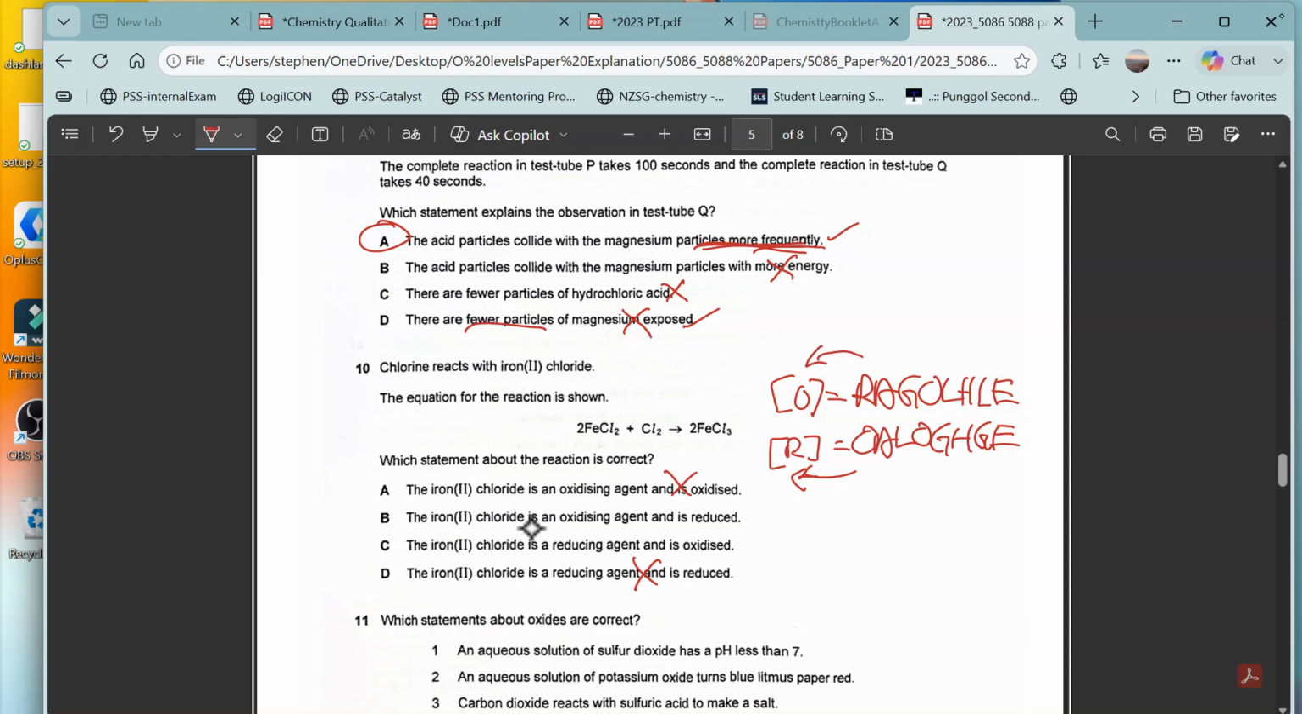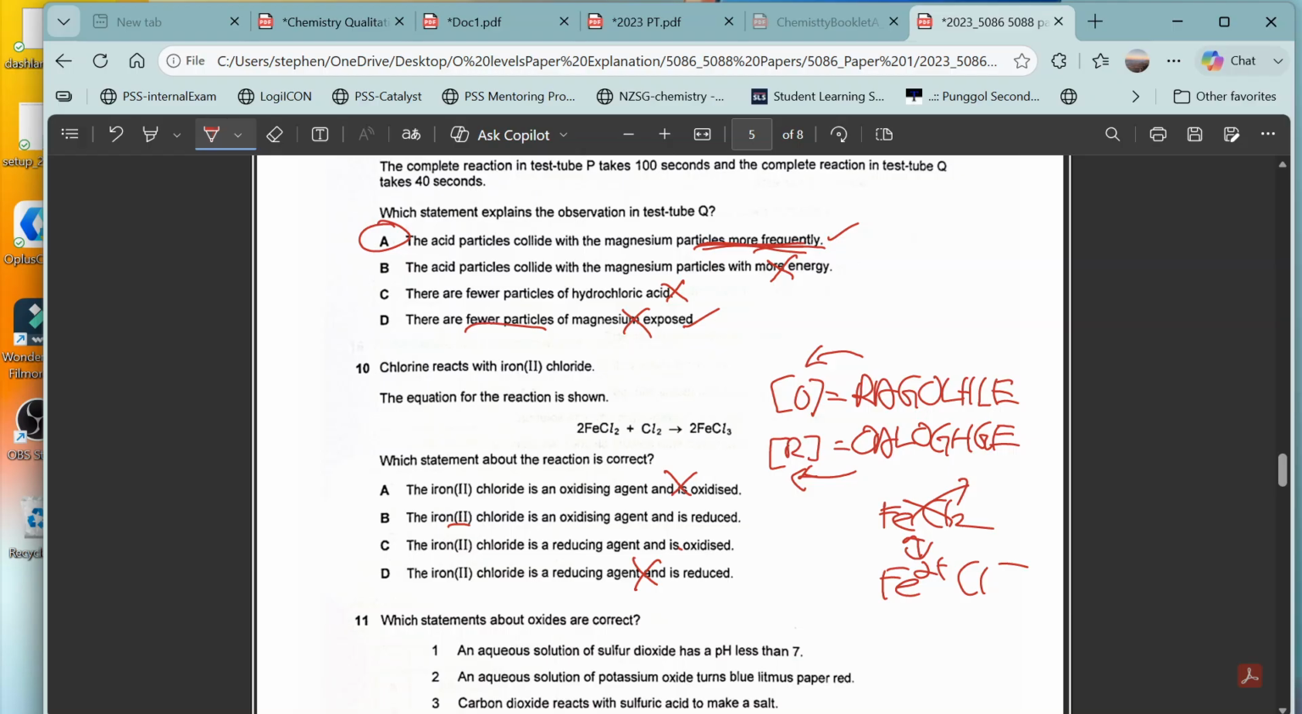The iron chloride is an oxidizing agent is reduced, or you say that iron 2 chloride is a reducing agent. Okay, let us see first. Which one is the iron 2? This is iron 2 because, as I said in the previous question, let us think about how it came about. So if you push the charges back, you can see 2 plus and Cl minus, right? So these are the ions. So this is iron 2 chloride. Iron 2 chloride. Okay?